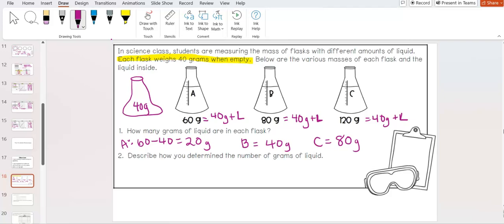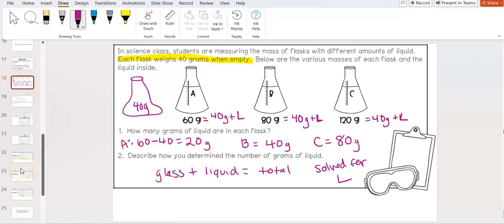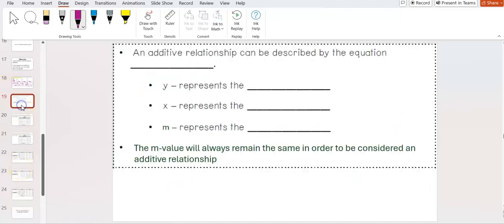Describe how you determine the number of grams of liquid. Well, we did the glass plus the liquid equals the total, and then we solved for the liquid and we subtracted. That's what we did. All of these equations that we wrote up here are additive equations because we are adding to get the answer.